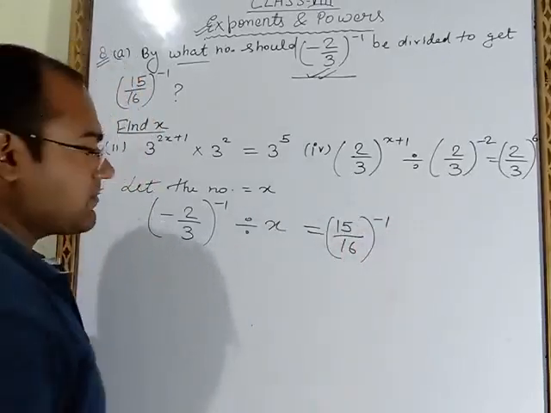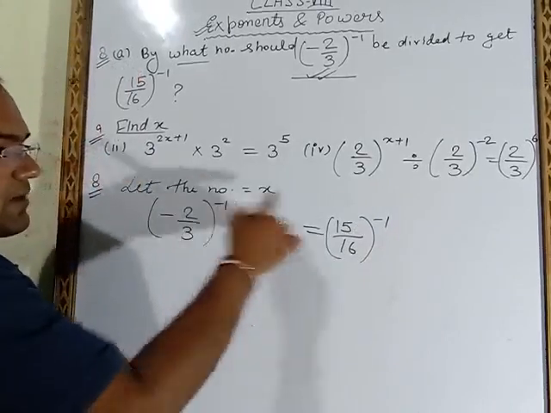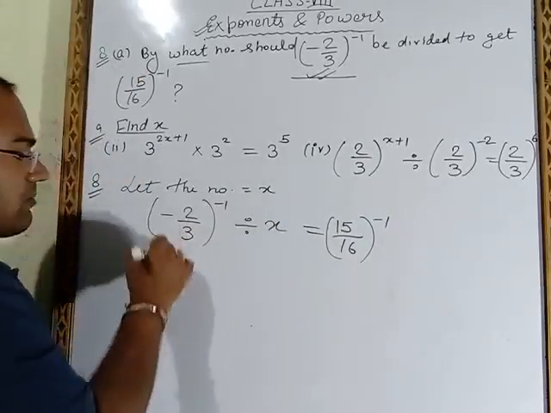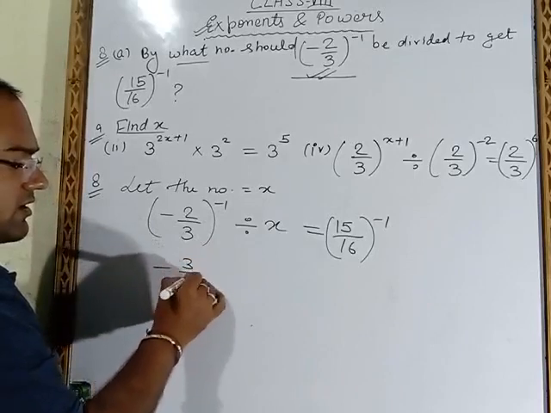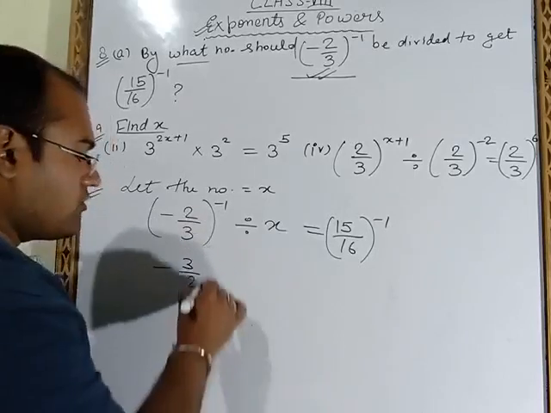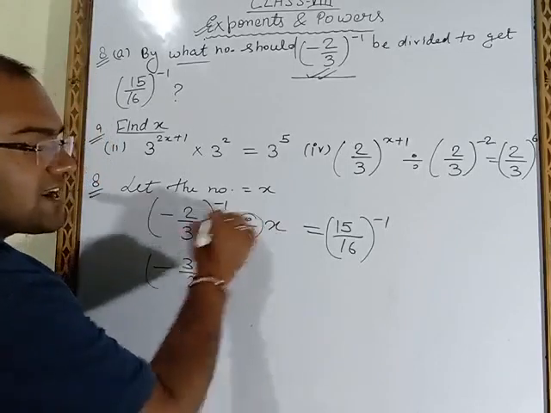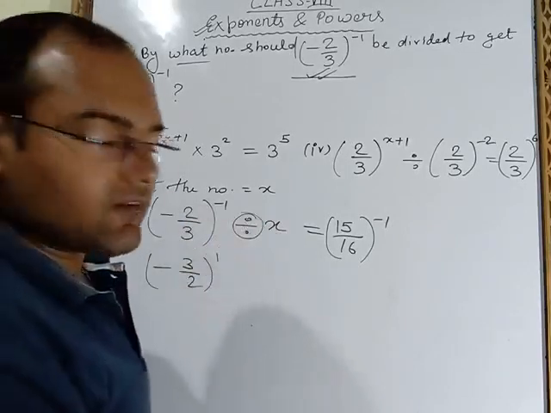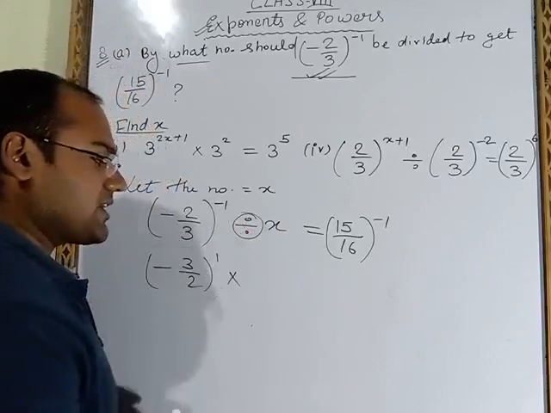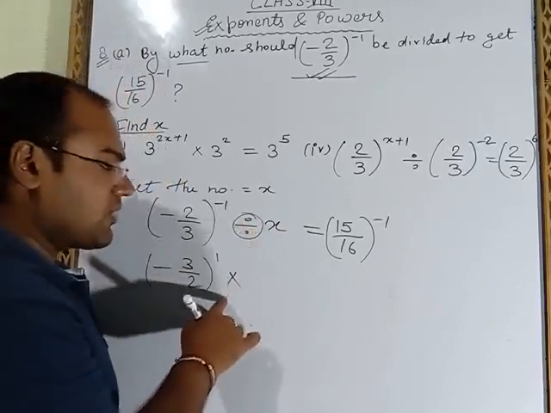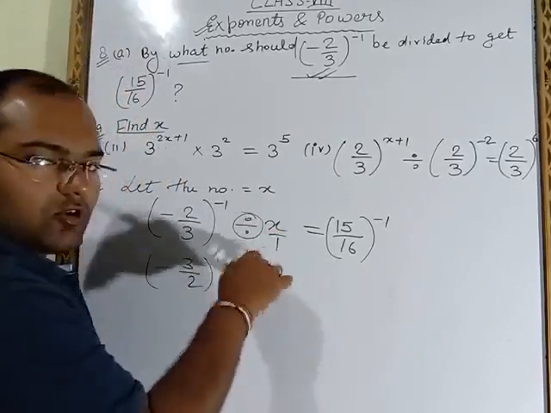Now what will be the next step? This minus powers we will make positive. So instead of 2 upon 3 we will take 3 upon 2, so this power will become plus 1. Now divide sign is there. Instead of this divide sign you have to take multiply sign, and when we change this divide into multiply you have to do the reciprocal of the next number.